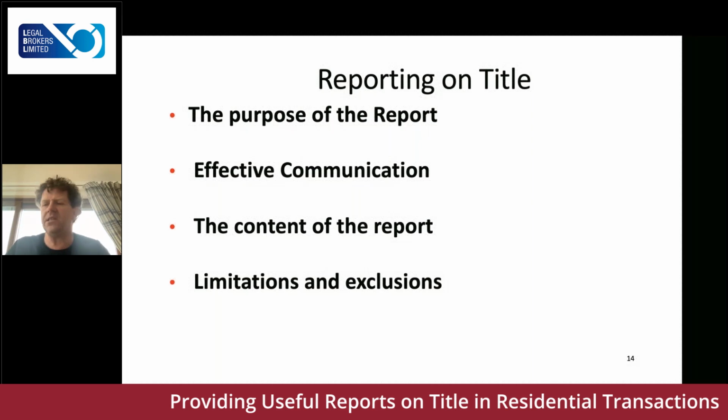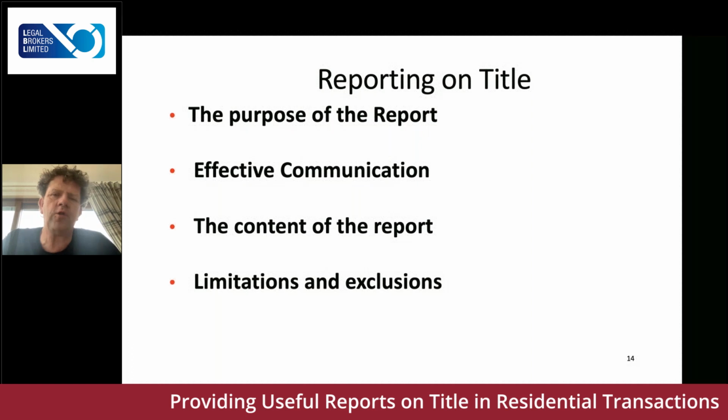Why do I think they are good things? One, they provide a template or a structure for reporting on title. Two, they encourage fee earners within firms, no matter what levels of experience or knowledge, to do a standardized form of report on title, which is good from a CQS compliance perspective and also good from a professional indemnity perspective.